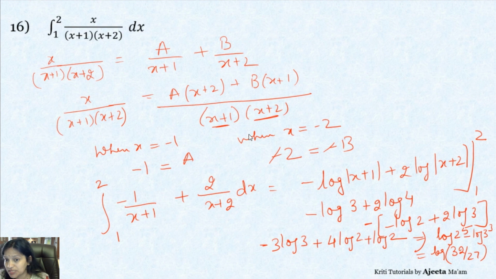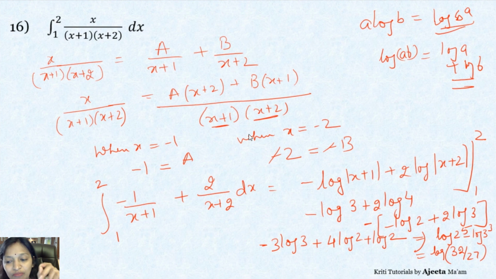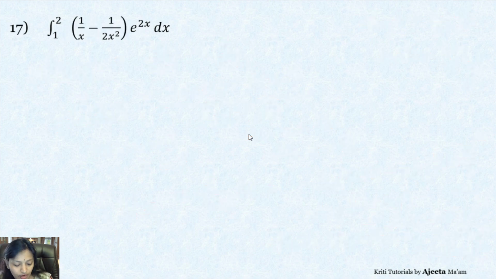Just check the last steps. These are very important steps: how to use the log. Remember the properties of log. A log B is log B raised to A. Log AB is log A plus log B. So we have to use these properties to get the simplified form of the answer, especially when you have log in all the terms or in a lot of terms. So there we need to simplify our answer. If we don't simplify, yes, half mark will be deducted in boards as well. Okay, so be clear with that. Now let's move on to the next.